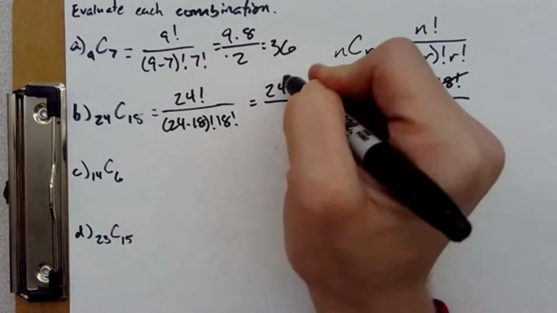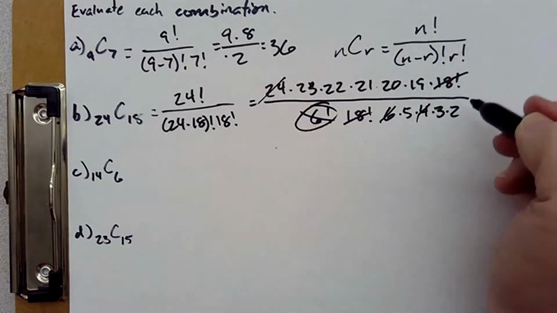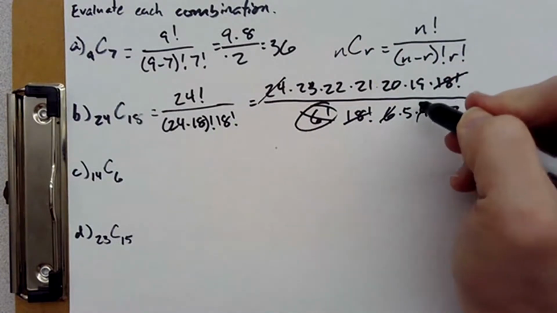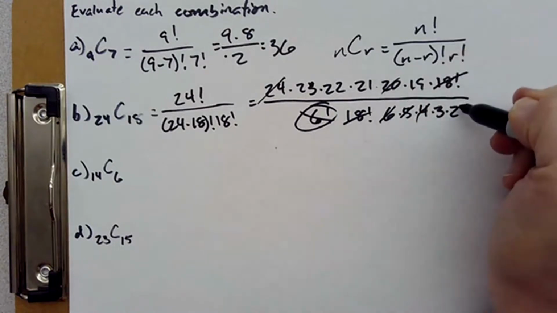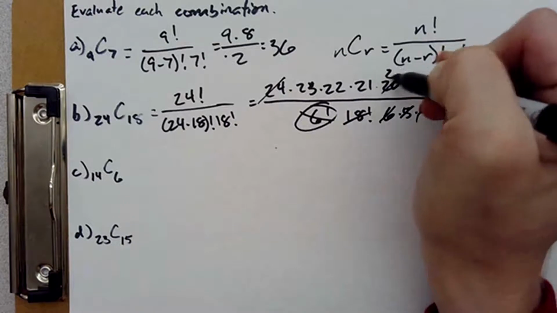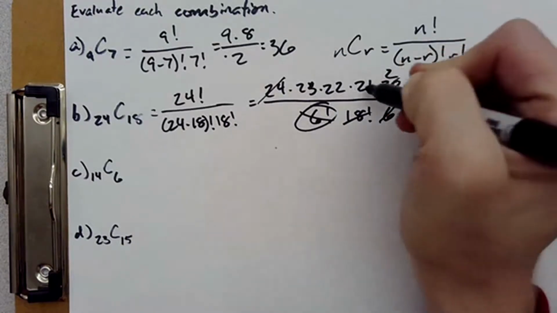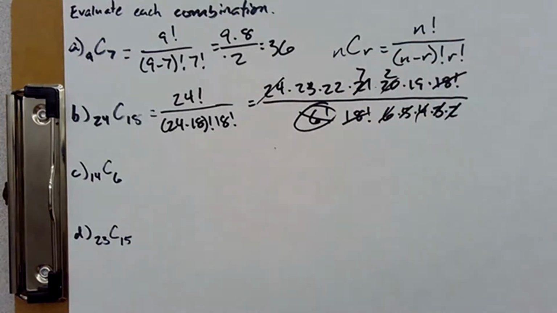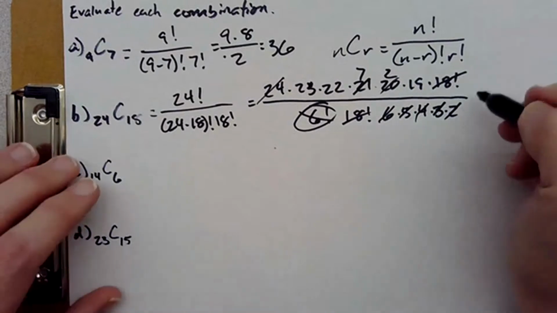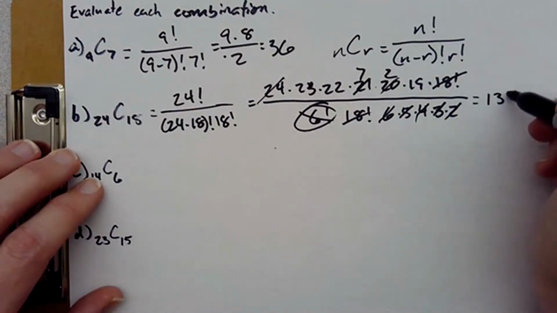Well, 6 times 4 is 24. I can get rid of that. There is a 5 in 20, which leaves us with a 4, and then there's also a 2, so we can just turn that into a 2. And then there's a 3 in the 21. So this becomes 23 times 22 times 7 times 2 times 19. Which is 134,596.